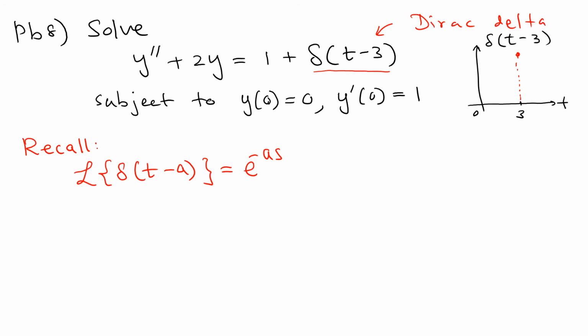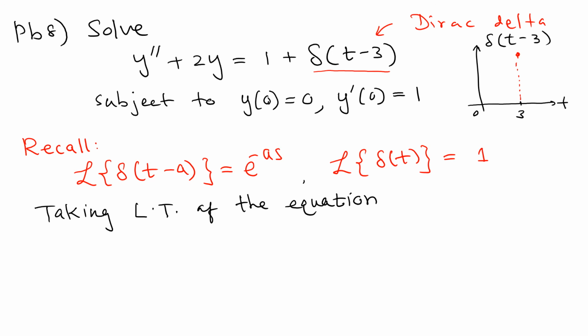And also in the special case when a equals 0, the Dirac delta function delta of t, you get 1 for that case. Using this, now we can actually solve the problem. So again, we take the Laplace transform of both sides of the equation. If you take the Laplace transform, you get from the first one and the second one like this.